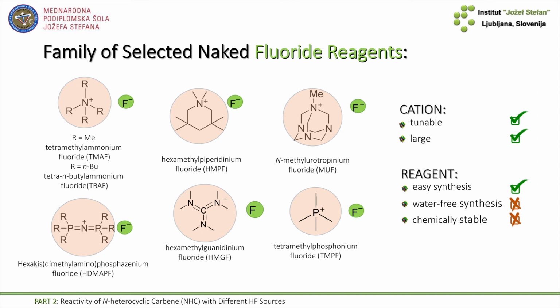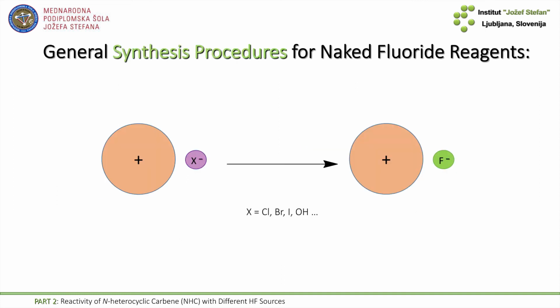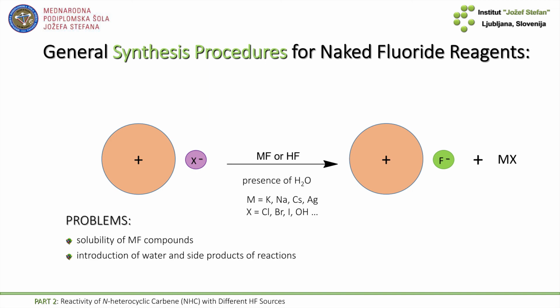And I'll tell you why. The general synthesis procedure of all of these is that you take a different halide salt, namely chloride, bromide, and iodide, and then perform a metathetic or substitution reaction with different metal fluorides, mostly alkali metal fluorides. And this brings us to the problem which I'm talking about throughout this lecture. Alkali metal fluorides are scarcely soluble in solvents. That's why you have to perform this reaction in the presence of water. But you don't want to do that.